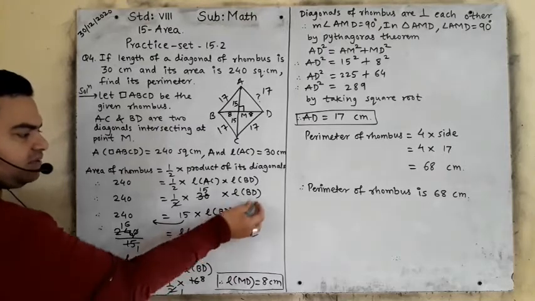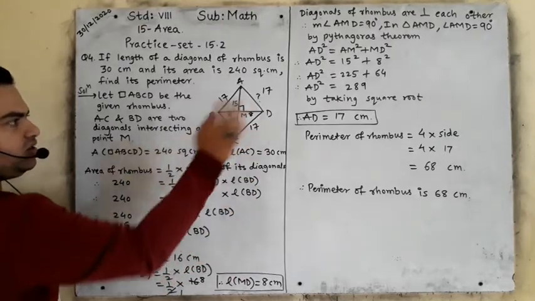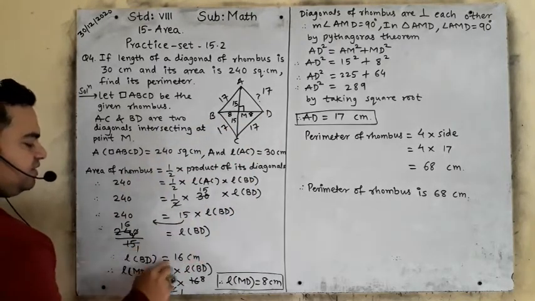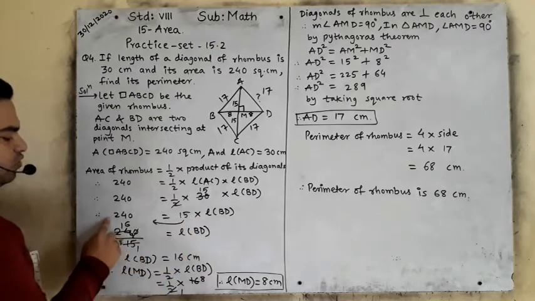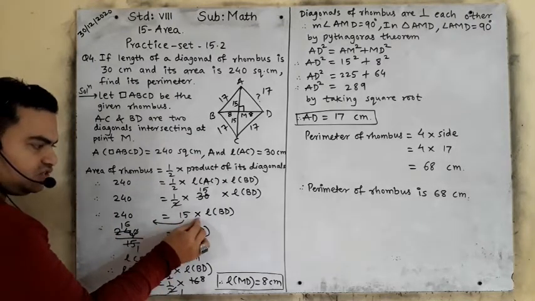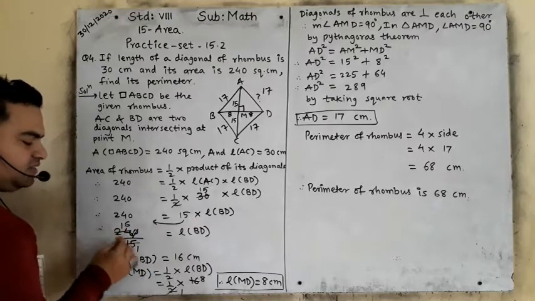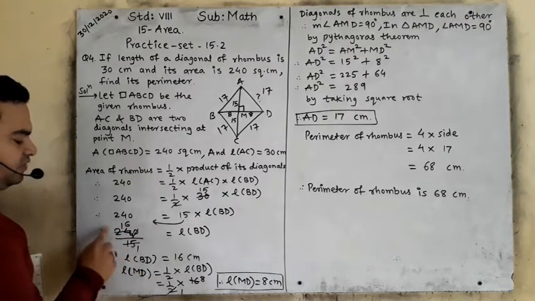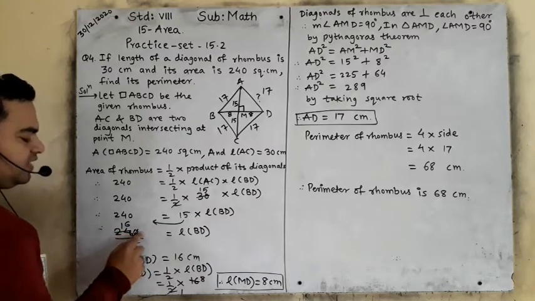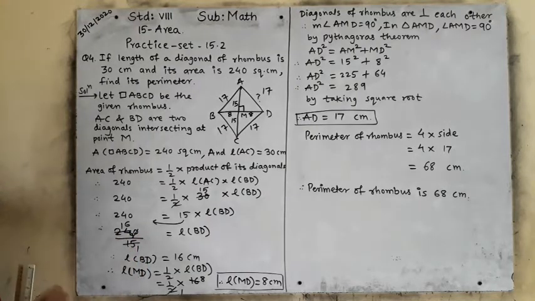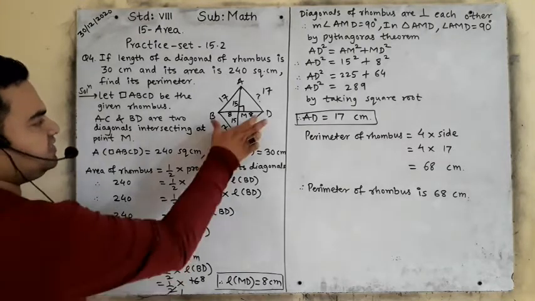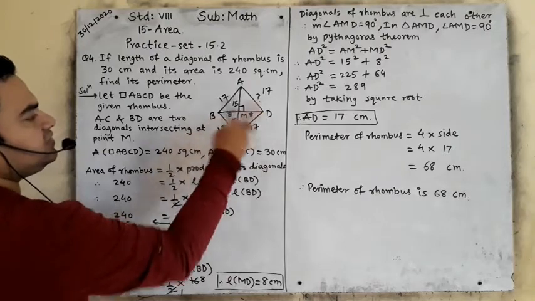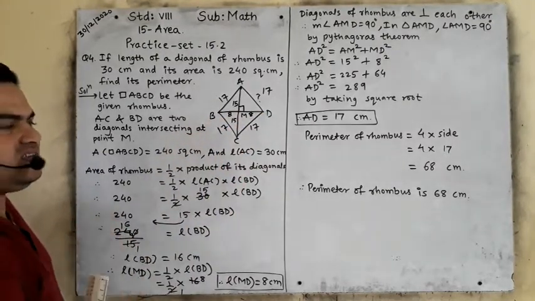We have to find BD. BD will come as it is. BD is not given, but we will find out BD will come 16. See, this 15 will go to the left hand side because it is in multiplication form. It will divide 240. 15 ones are 15, 9 remain, 90. 15 sixes are 90. So the length of BD is 16 cm. The second diagonal will be 16 cm.